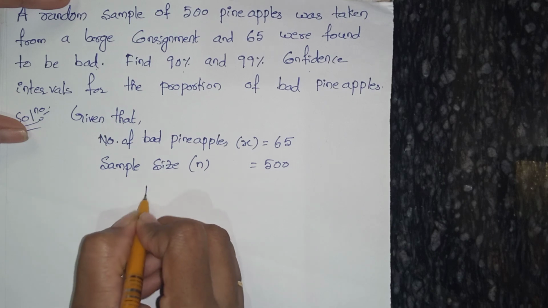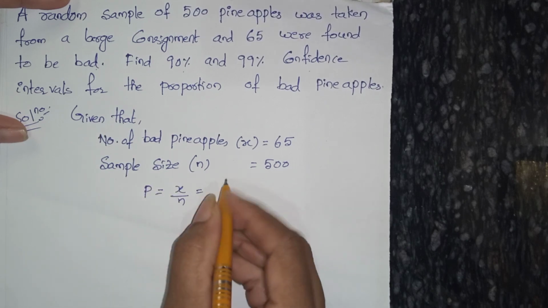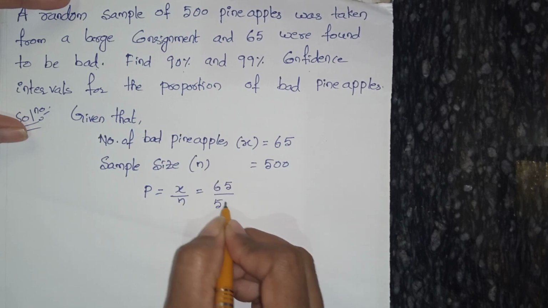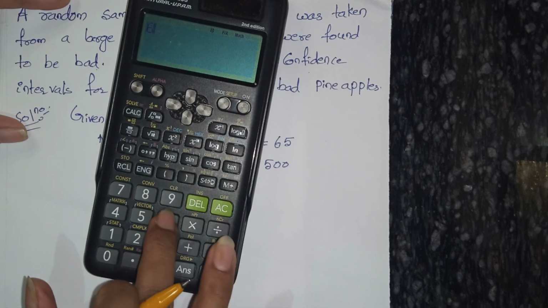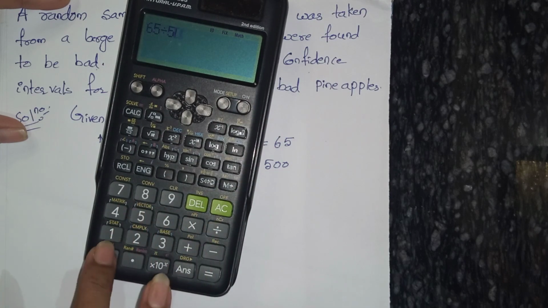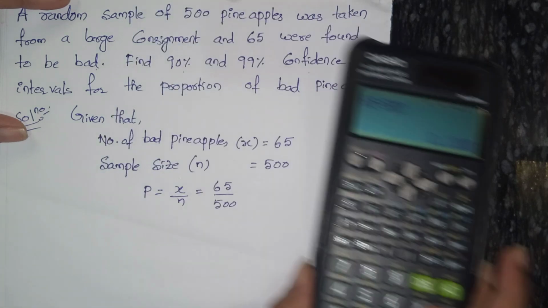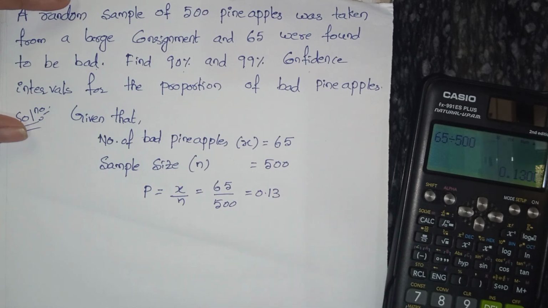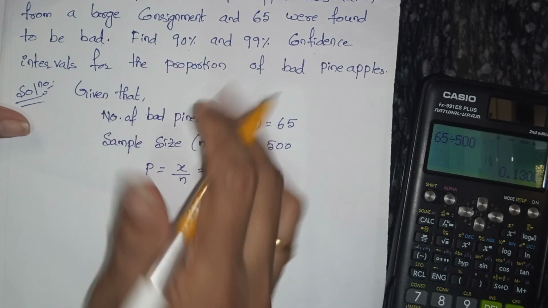Now we have to find the proportion. Proportion is denoted with P. So X by n equals 65 by 500. 65 divided by 500, how much? 0.1300, so we can write 0.13. And next we have to calculate the confidence intervals.